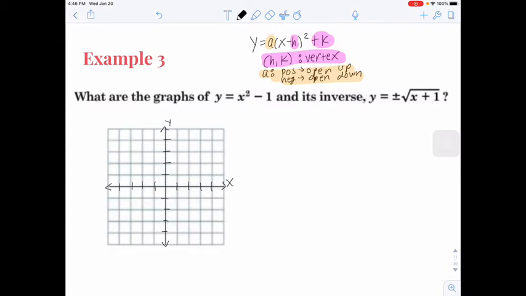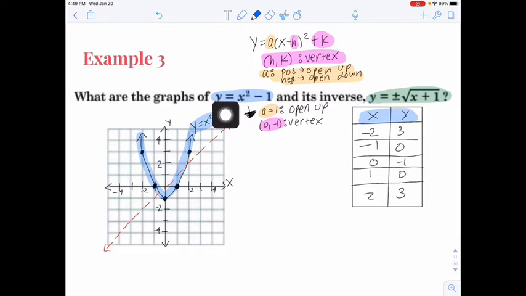Section 6.7 example 3 says, what are the graphs of y equals x squared minus 1 and its inverse, y equals plus or minus the square root of x plus 1? I just put some reminders up here from when we learned about graphing quadratics, since we do have a quadratic here. We usually looked at y equals a times (x minus h) squared plus k, where h and k were our vertex, and a told us whether we were going to open upwards with a positive a or downwards with a negative a, as well as whether or not we had a stretch.